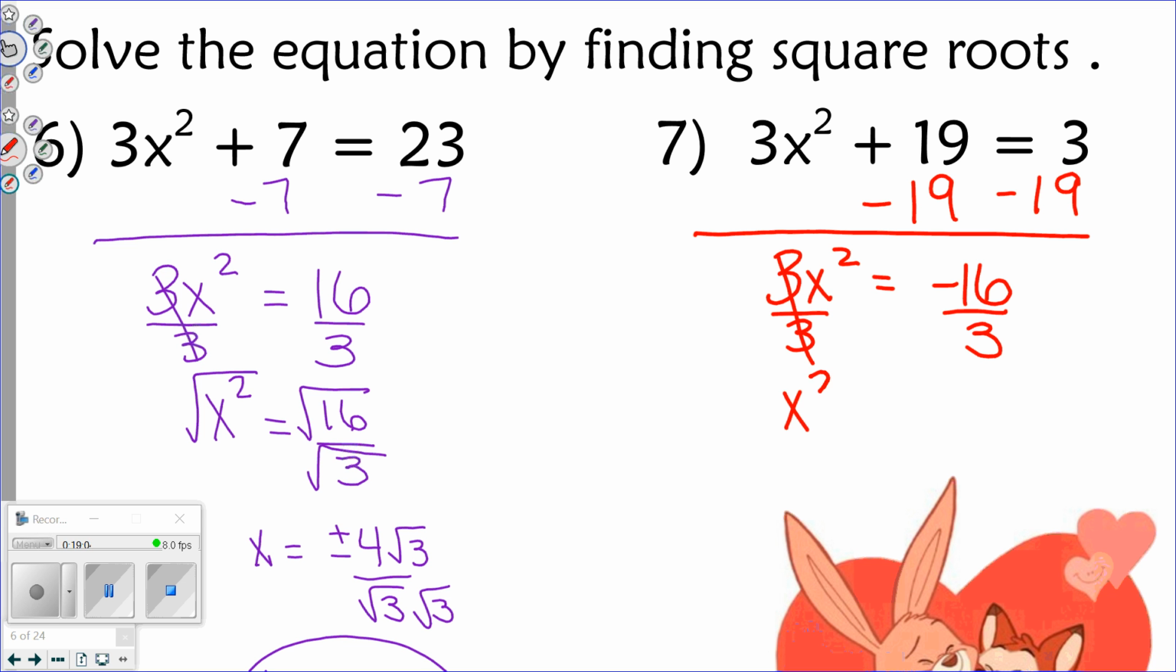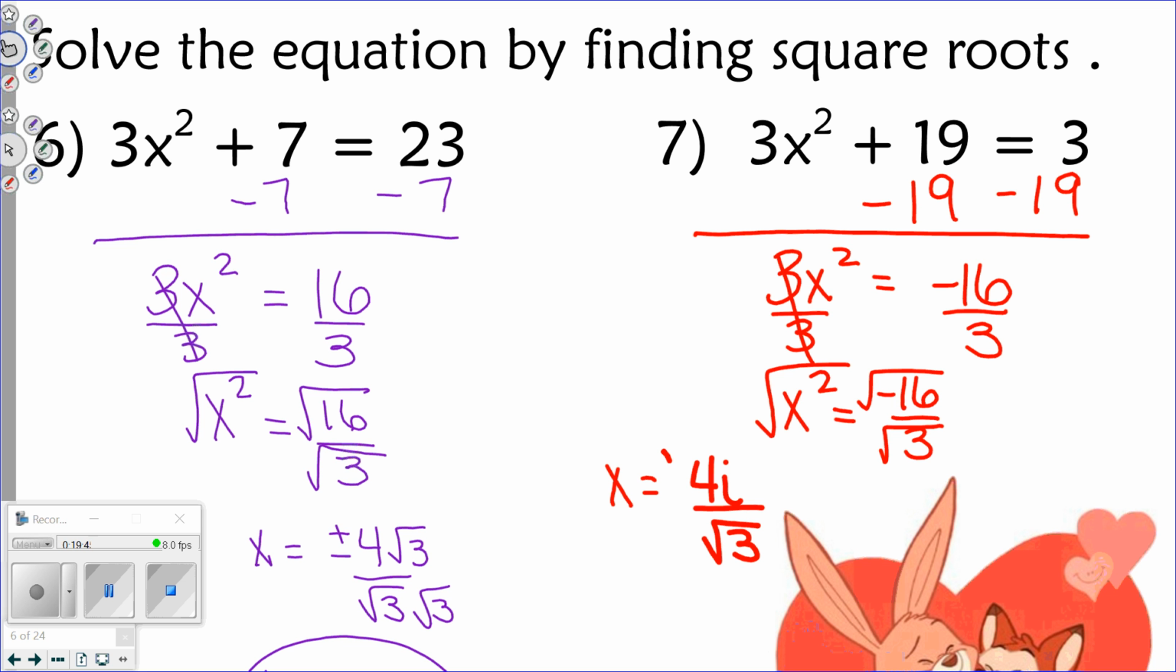Divide by 3. Does that divide? No. So negative 16 over 3. It changes it a lot. So when I take the square root, again, fractions, top and bottom separate, we're going to have x equals, what does the top become? It does not become negative 4. There's an i in the square root of negative 16. So that's 4i over radical 3. Plus or minus, thank you.